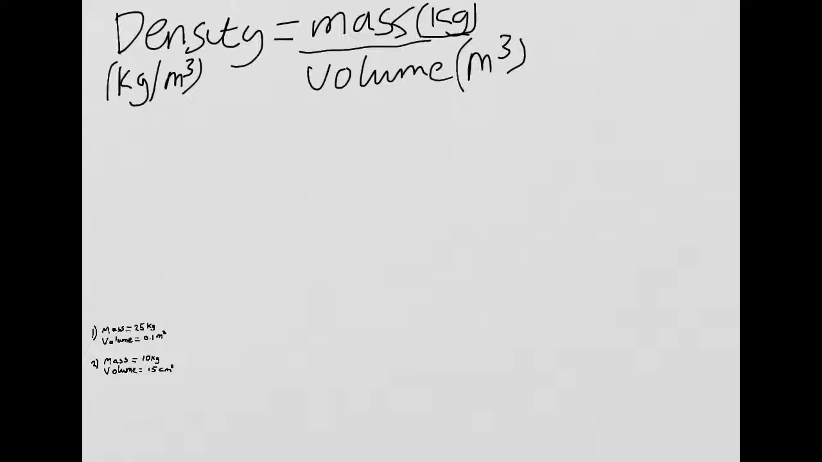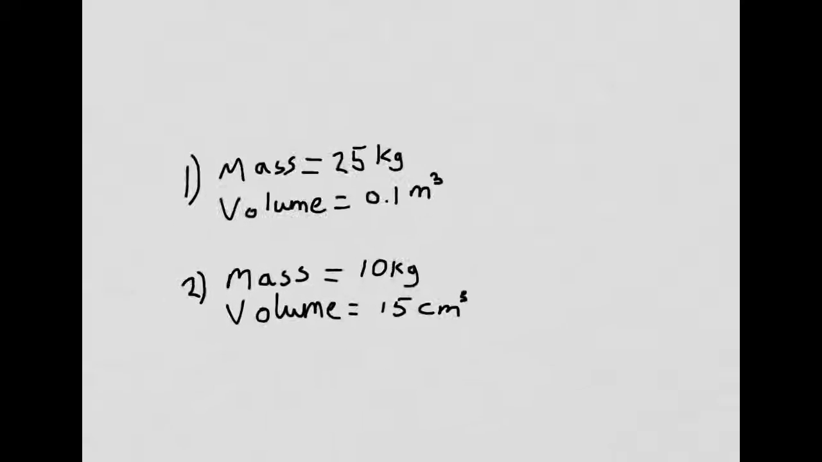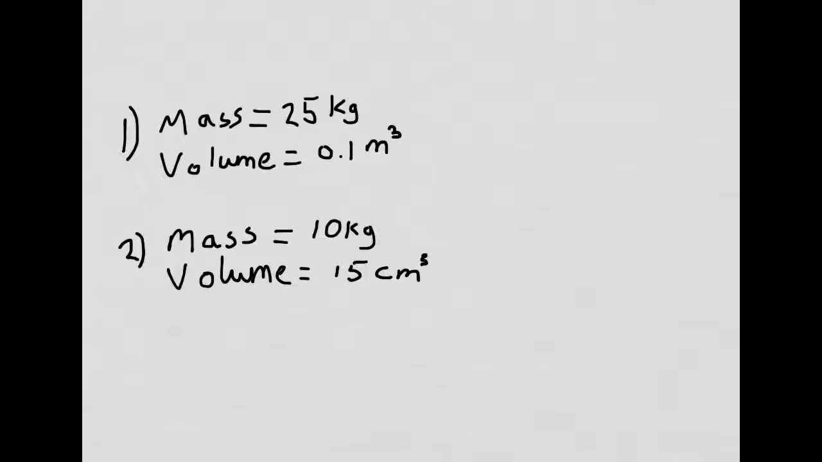Now, most of you will already know that density is equal to the mass divided by the volume. So the mass is in kilograms, the volume is in meters cubed, therefore density is in kilograms per meter cubed. Right? Now, it shouldn't be too difficult to use that equation to answer these two questions.